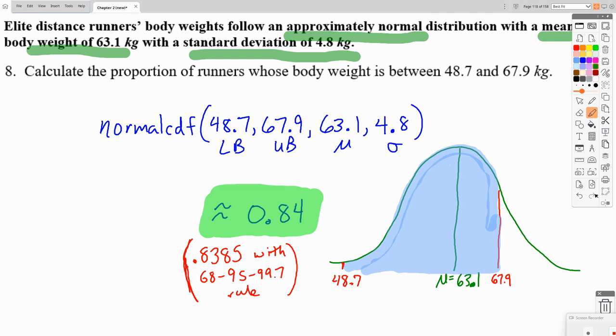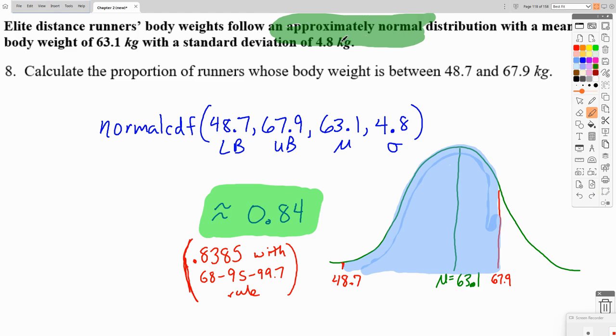The number one prerequisite to using normal CDF or inverse norm is you have to be told that you have a normal distribution. If they do not say anything about the distribution being approximately normal, or if they specifically say elite distance runners' body weights follow a skewed left distribution, you can't use normal CDF for a skewed left distribution. There is no skewed left CDF. There is no skewed right CDF. I mean, you can calculate them, but it's much more advanced to figure that out.